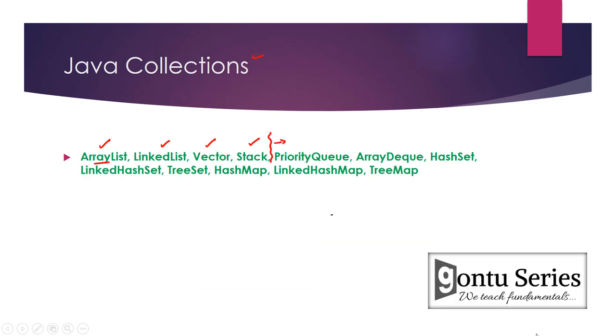So what all things have we learned today? Well, we have seen ArrayList, LinkedList, Vector, Stack, and then PriorityQueue, and then ArrayDeque. So we have finished up till this level. Now in the next session we're going to talk about HashSet, LinkedHashSet, TreeSet, HashMap, LinkedHashMap, and TreeMap.